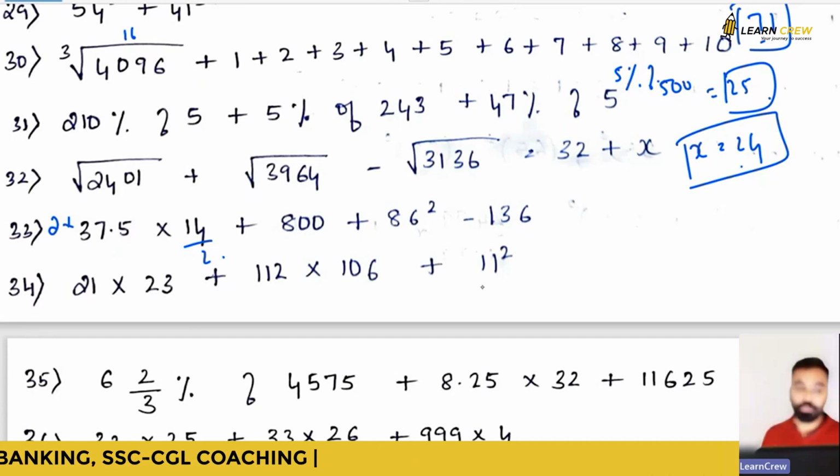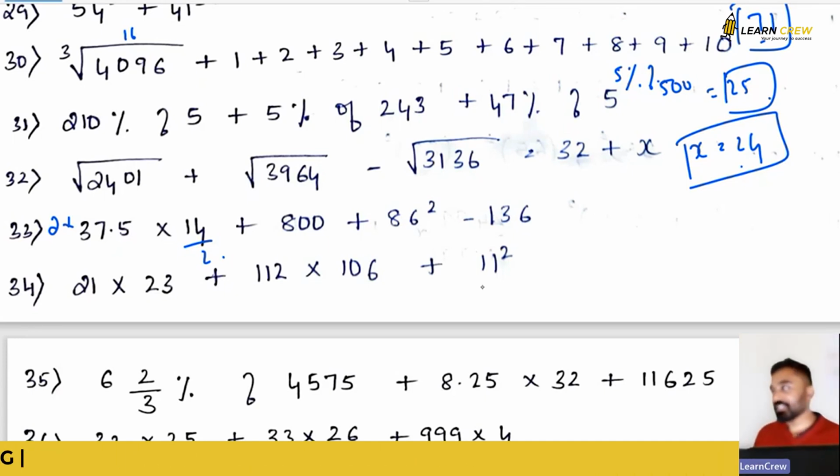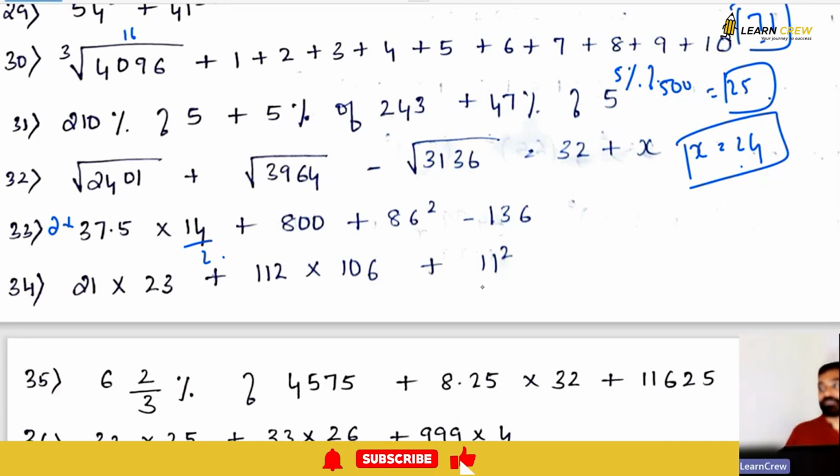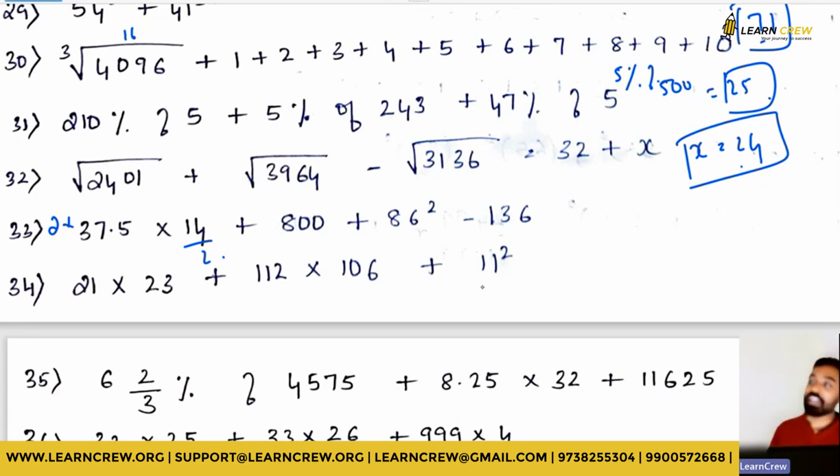What is 86 square? How to find it out? 7396. 86 square is 7396 minus 136. Find out, that is your answer. What is 75 into 7? 75 7s are 75 into 6, 450. 450 plus 75, 525.